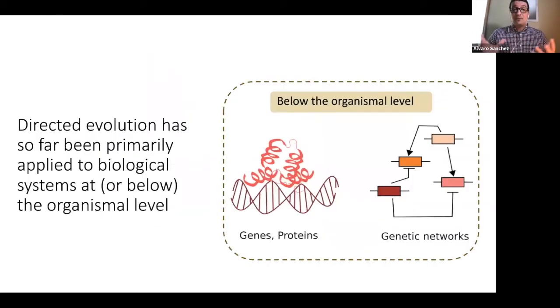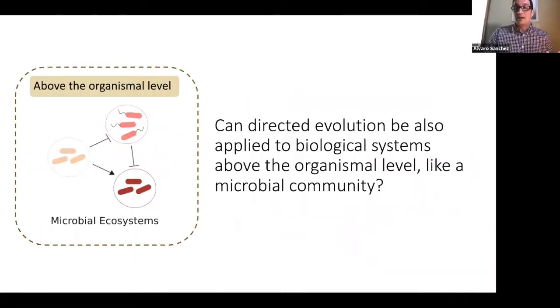Now, directed evolution, by and large, has been applied to biological systems that are at or below the organismal level. So again, these are systems that do not have their own autonomous reproductive cycle, and we need to make copies in the lab ourselves because the systems themselves cannot produce variants on their own. But the question is whether the same or a similar approach could be used for biological systems that are above the organismal level, like a microbial community.